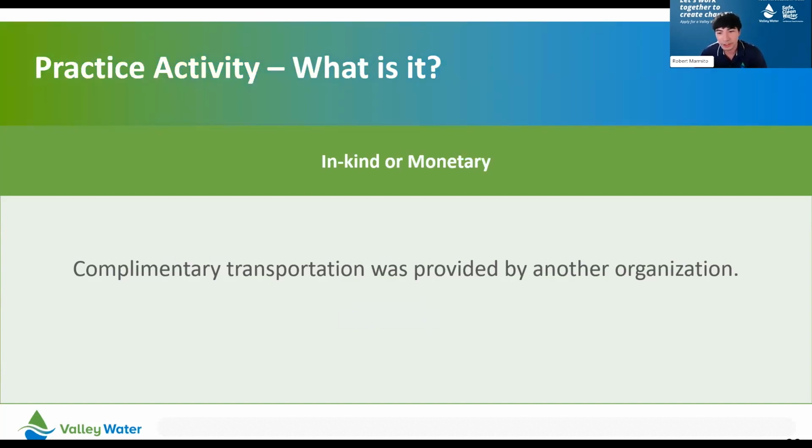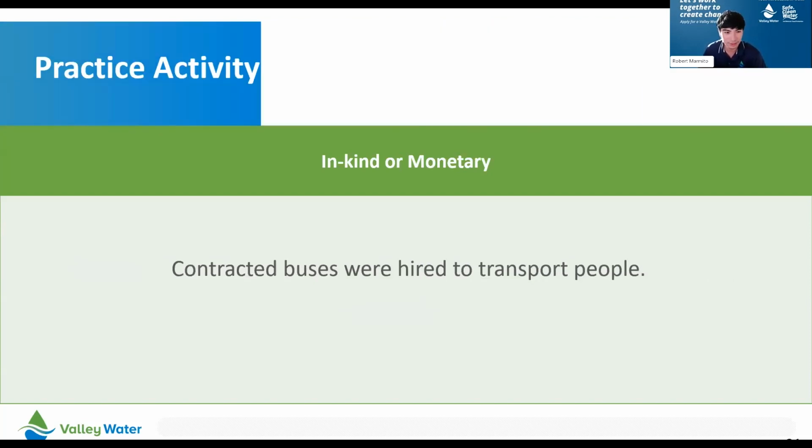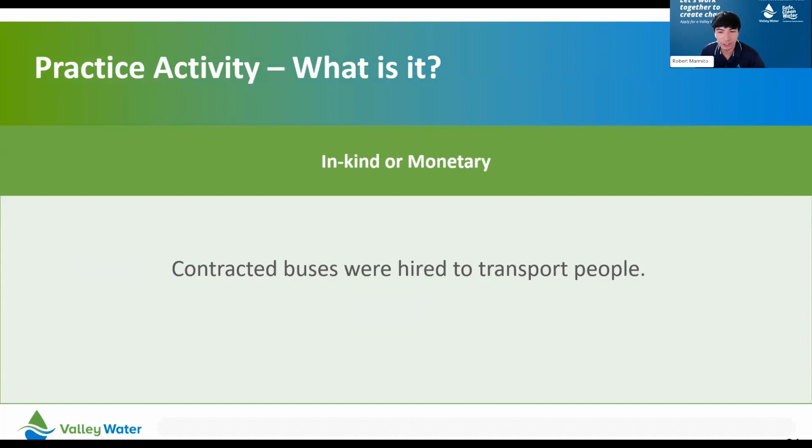So this example, complimentary transportation was provided by another organization. This would be in kind. Great, because it is basically provided by another organization. In this scenario, we're assuming they're donating it. That cost is covered by them and not part of the grant funds that you're requesting. So this would be in kind. All right, so this one, contracted buses were hired to transport people. This would be monetary because you're contracting buses, you're paying that out-of-pocket expense, and then you list that as a line item on your budget table.